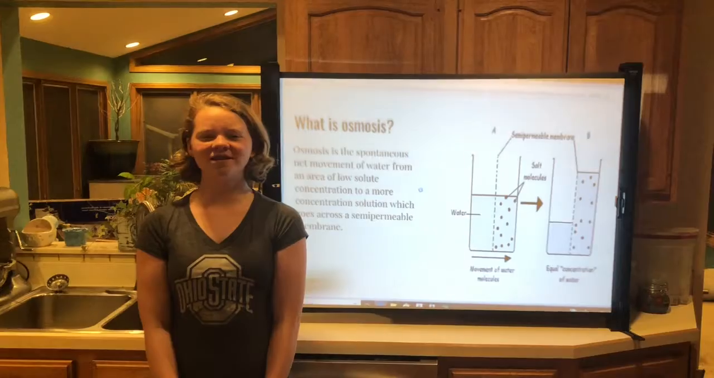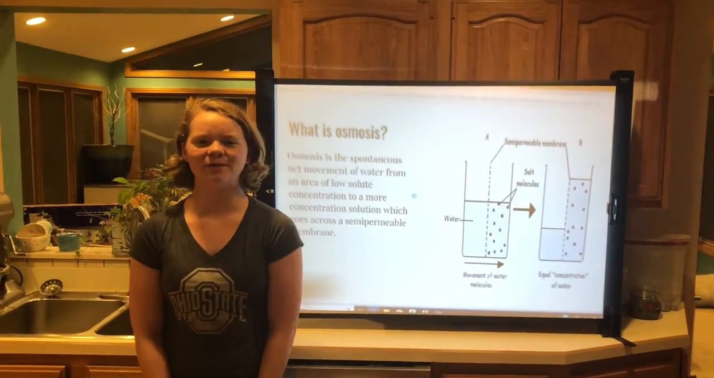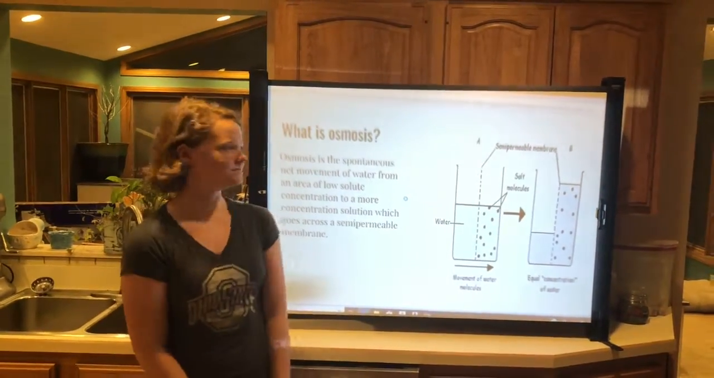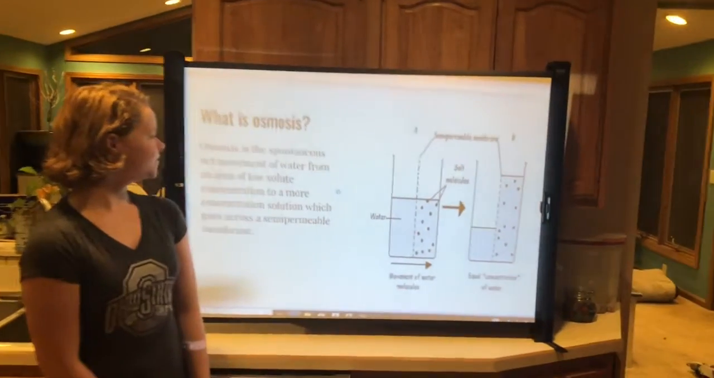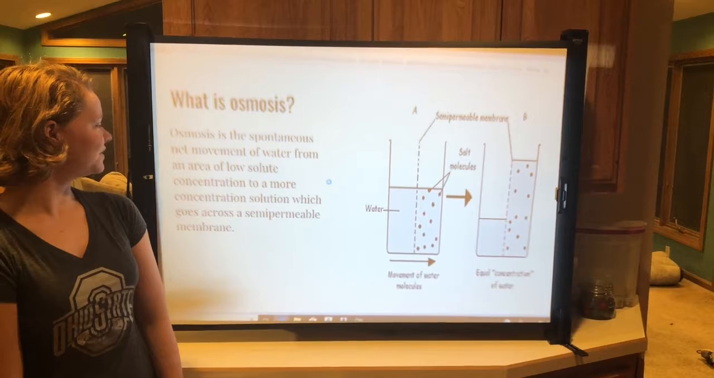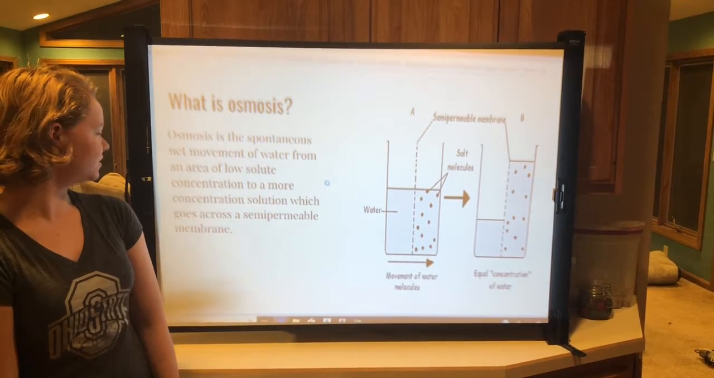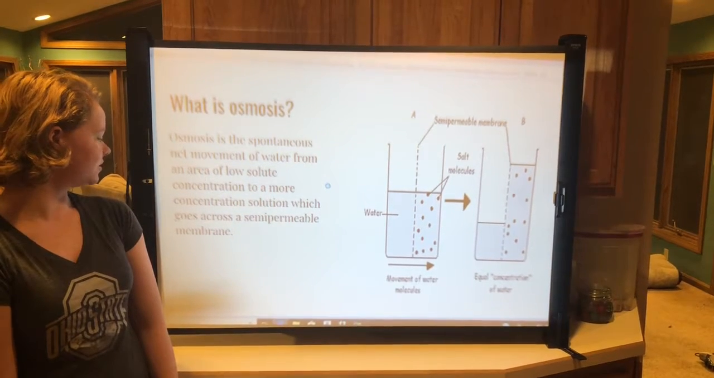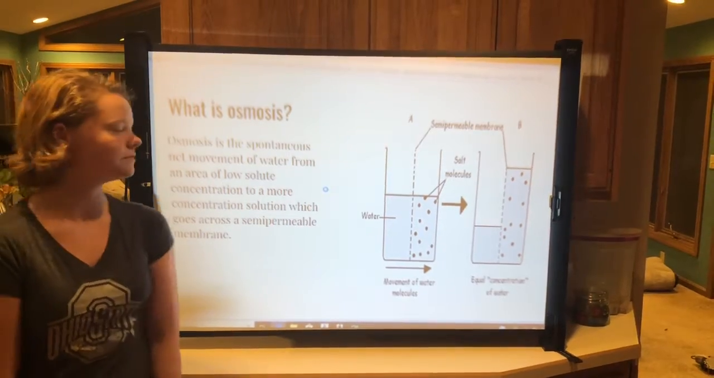Good morning. Today we'll be learning how to smoke chicken with the process of osmosis and diffusion. What is osmosis? Osmosis is the spontaneous net movement of water from an area of low solute concentration to a more concentrated solute, which goes across the semipermeable membrane.